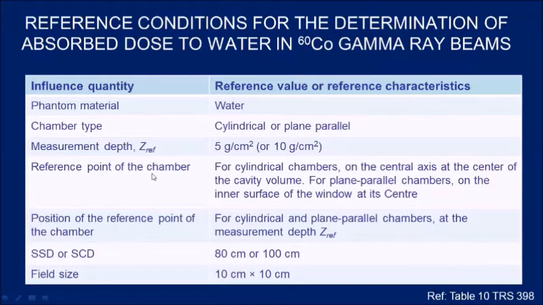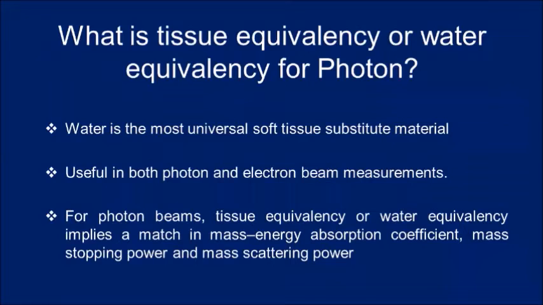The reference point of the chamber should be the central axis at the center of the cavity volume for cylindrical chambers and on the inner surface of the window at its center for parallel plate chambers. The position of the reference point of the chamber should match the Z reference, which means if you're using a cylindrical chamber, the center of the cavity volume should be at 5 centimeter or 10 centimeter Z reference. And the SSD or SAD for cobalt has to be 80 or 100 depending on your machine. There are certain cobalt units which are 100 centimeter SSD. Field size has to be 10 by 10 as the reference field size.